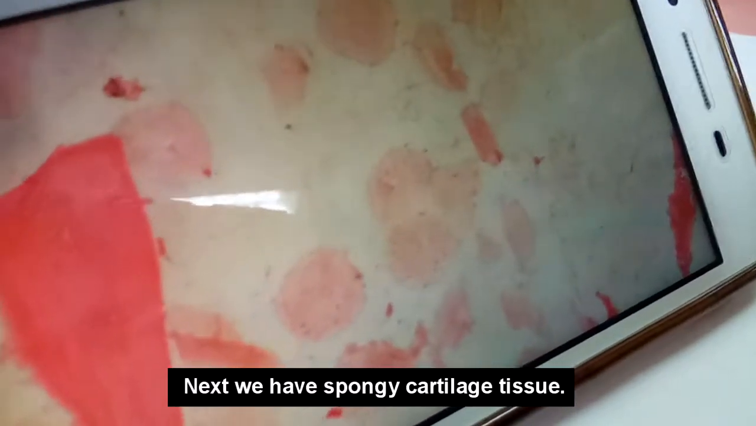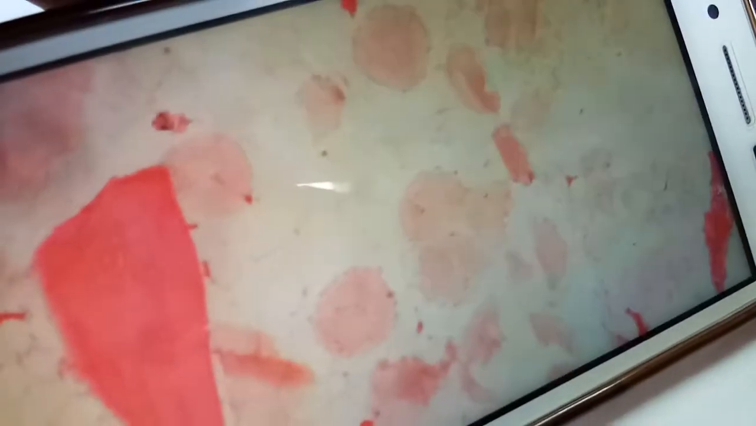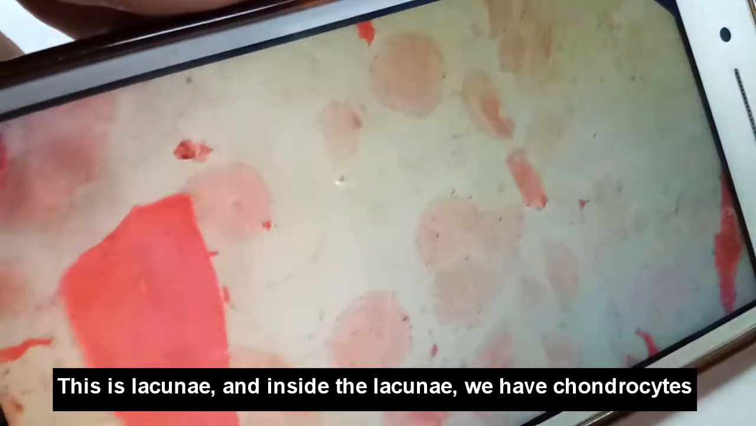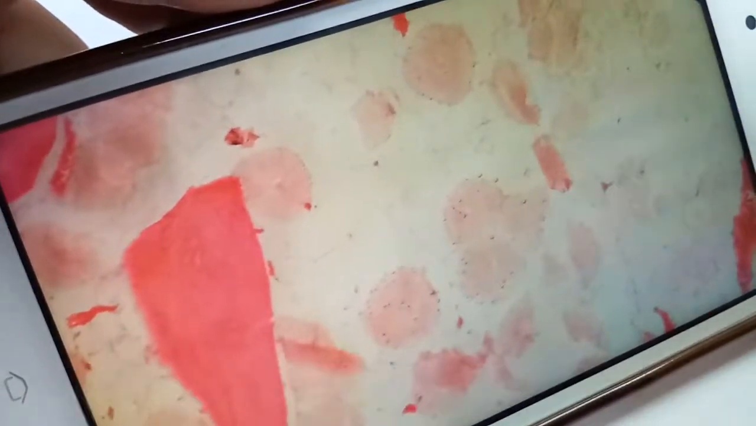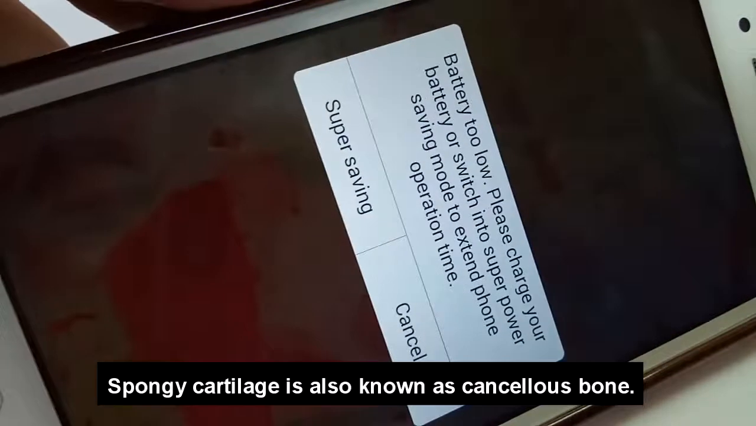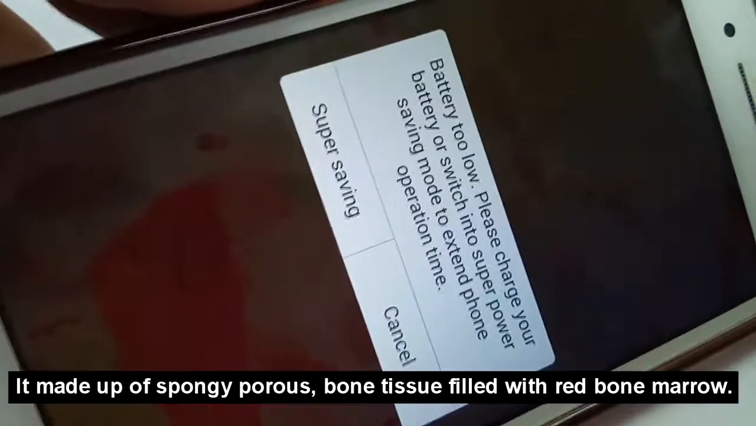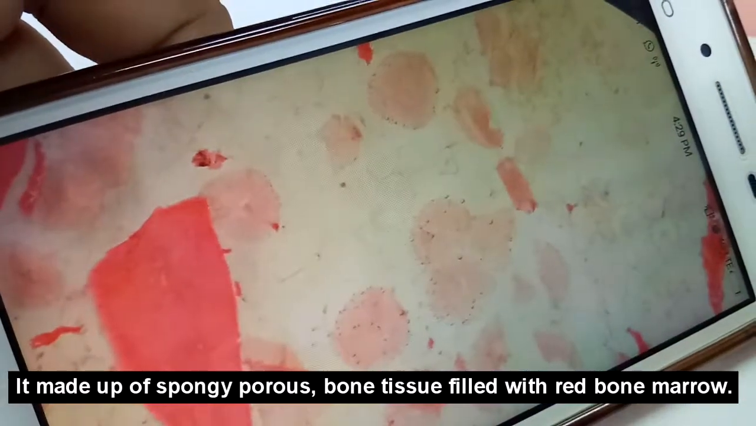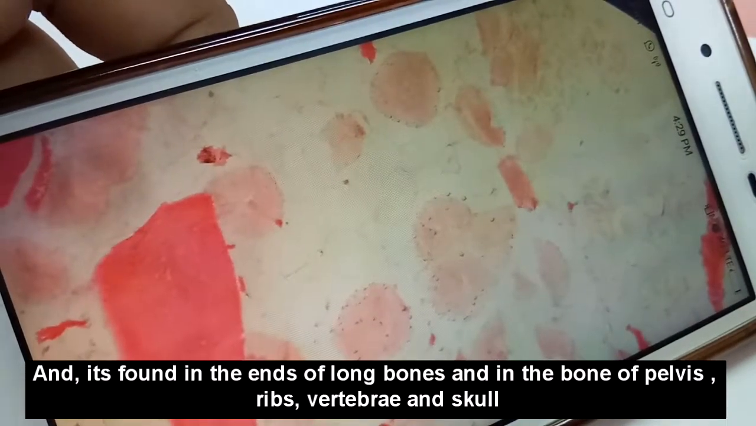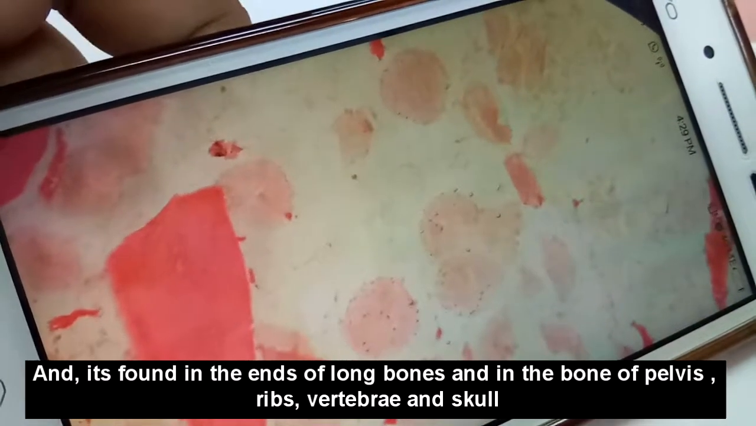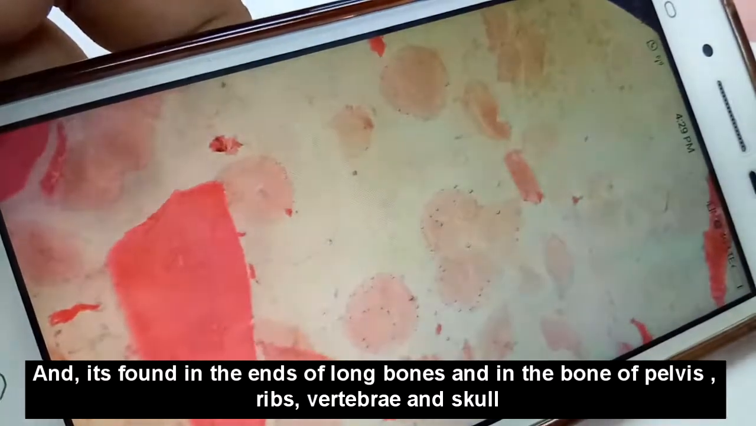Next, we have spongy bone tissue. So this is the picture. As you can see here, this is the lacuna, and inside the lacuna we have the chondrocyte. Spongy bone is also known as cancellous bone. It's made up of spongy, porous bone tissue that is filled with red bone marrow, and it is found in the end of long bones and in the bones of the pelvis, ribs, vertebrae, and skull.